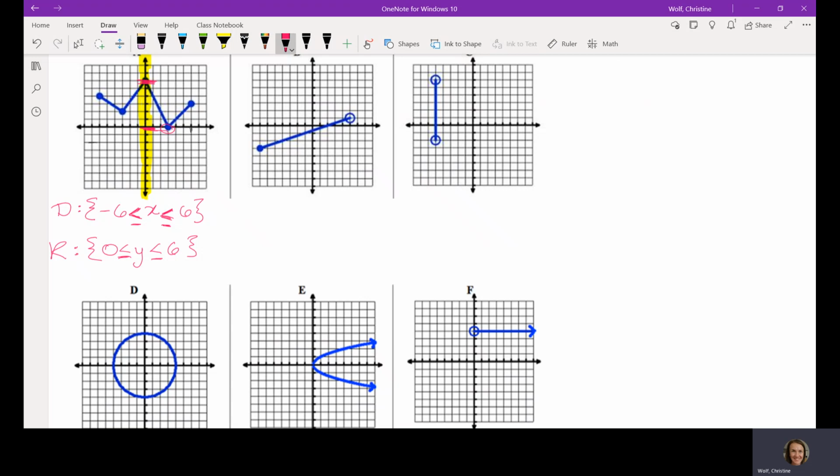Okay, the graph spans every y value from 0 to 6. And we're done. Okay, next one here. Again, we're dealing with domain. That's what we always start with, which is the horizontal axis. So I'm looking for how far left and how far right does this graph go.